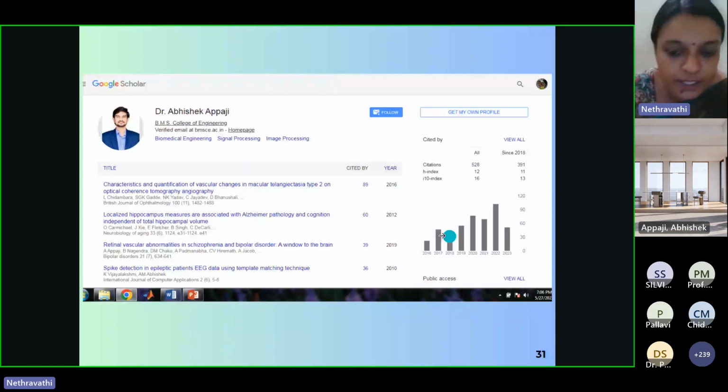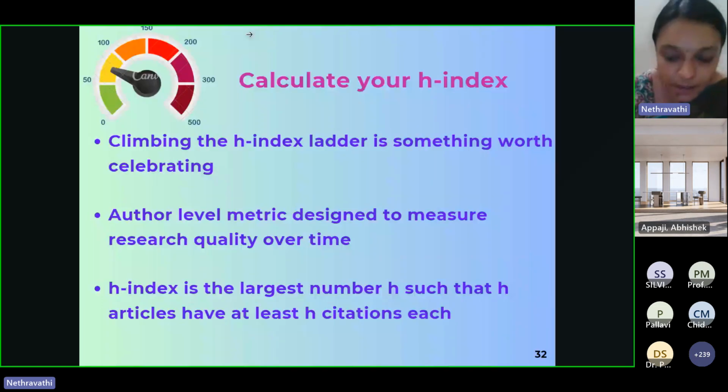I think I have to really increase my pace. Okay, so here we saw that there is what is called the H index and I-10 index. So let us see what is H index, and how to calculate this H index.